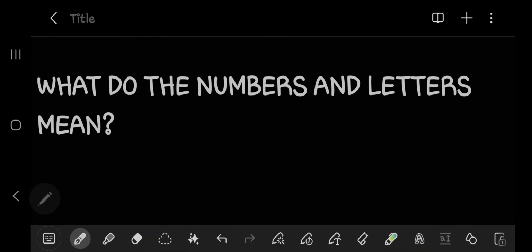What do the numbers and letters mean? For example, we have 1s2. This 1 here tells us the energy level, meaning these electrons are found in the first energy level. This S here is the sublevel, meaning these electrons are in the S sublevel. And the 2 superscript here is the number of electrons found in the 1s sublevel.